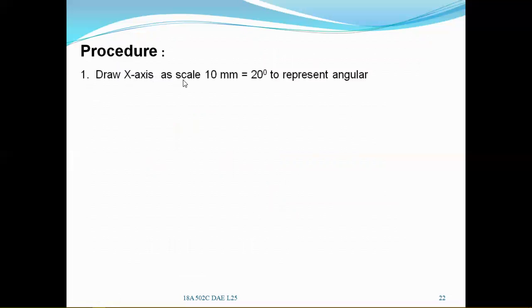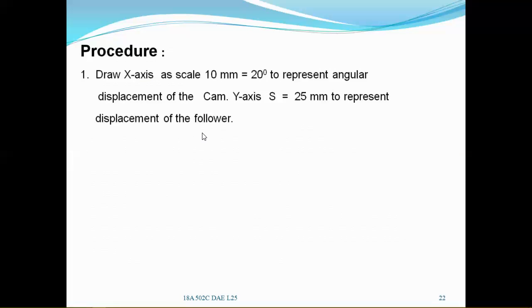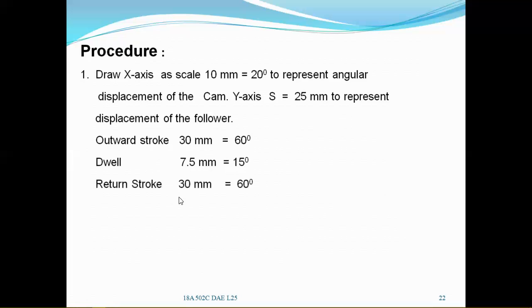Draw the x-axis with a scale of 10 mm equal to 20 degrees to represent the angular displacement of the cam. The y-axis, s, is 25 degrees to represent the displacement of the follower, or the stroke or lift of the follower. Outstroke 30 mm is equal to 60 degrees. Dwell 7.5 mm is equal to 15 degrees. And return stroke 30 mm is equal to 60 degrees.